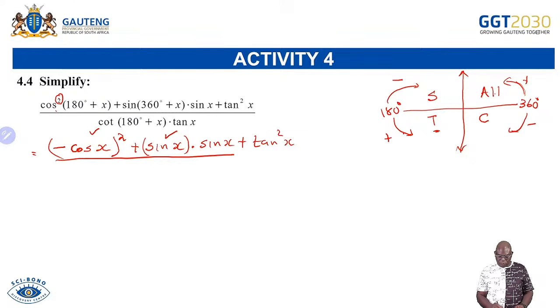Equals over 180 degrees cot. Remember this one, it's tan and cot. Now 180 degrees plus 180 plus, in this quadrant. Do we have cot here? Yes. If we have it, it stays positive.